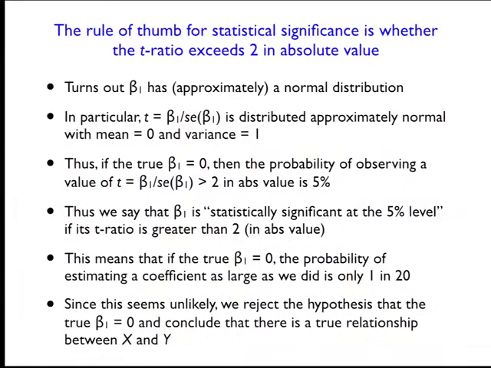So right now, the threshold for thinking that something is unlikely to be due to chance is that if we see that it was more likely than 1 in 20, then we think that it's relatively likely, and if we see that it's less likely than 1 in 20, then we think that it's too unlikely to be due simply to chance. So since a 1 in 20 event seems unlikely to actually occur, we reject the hypothesis that the true beta 1 is equal to 0 and conclude that there is in fact a relationship between x and y.